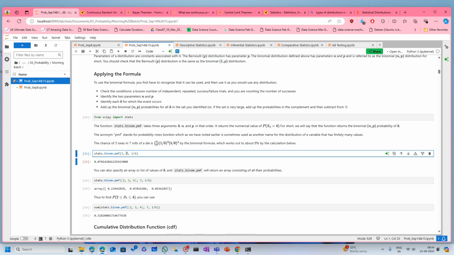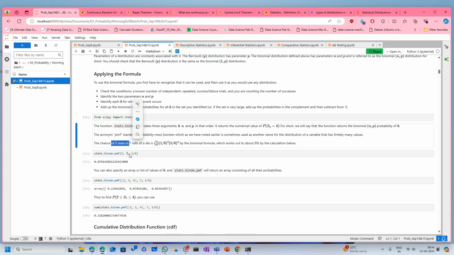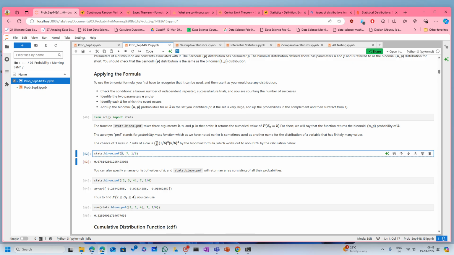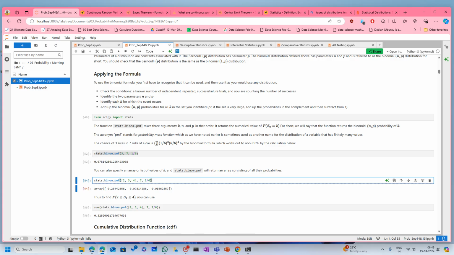How many times are you repeating the experiment? 7 times you are repeating. And what is the probability you are trying to calculate for? 3 repetitions you are calculating. And for each repetition, what is the probability? 1 by 6. The first time when you roll the die, the probability is 1 by 6. If you repeat it 3 times, then you'll get the answer as 0.078. So the probability of you getting 3 sixes in the 7 rolls is given by this value. That is how you can calculate the binomial probability mass function.